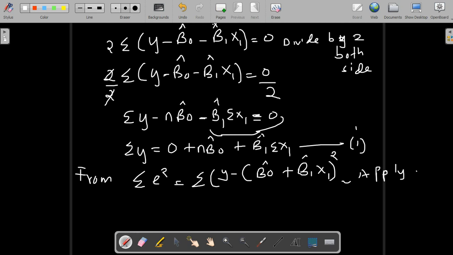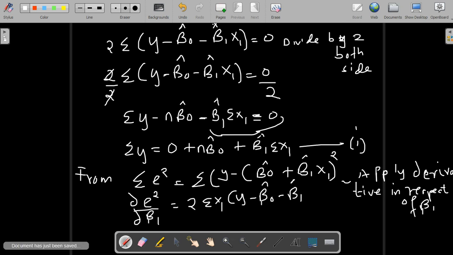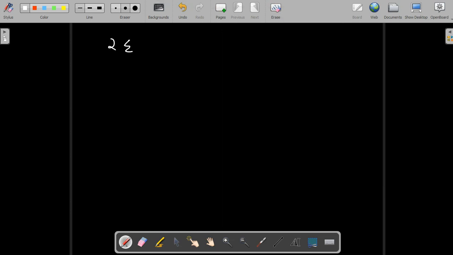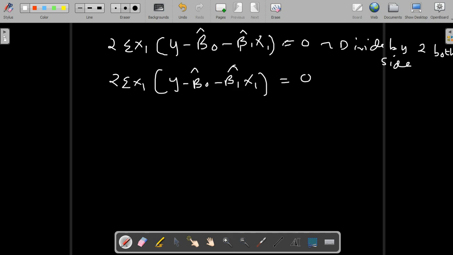Now in order to derive equation 2, we apply the same approach. We apply the derivative of the function, summation of e squared. We take the derivative of summation of e squared with respect to beta 1, which is equal to 2 summation of x1 (y - beta naught estimated - beta 1 estimated x1). After doing so, we obtain 2 summation of x1 (y - beta naught estimated - beta 1 x1) = 0. We divide by 2 on both sides.